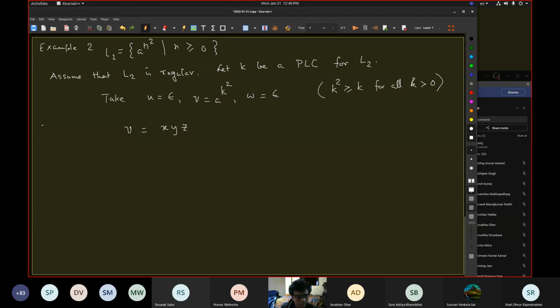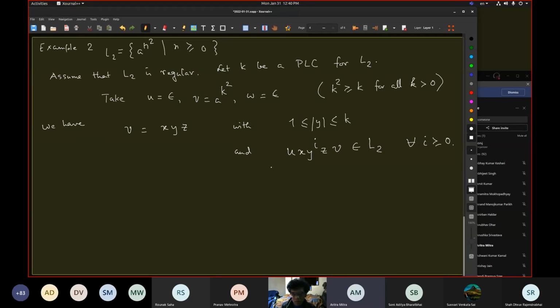So we have a decomposition of the form V equal to XYZ with Y non-empty, not too long, and U, X, Y^i, Z, W is again in the language L2 for all i greater than or equal to 0. So it will be Z, W.